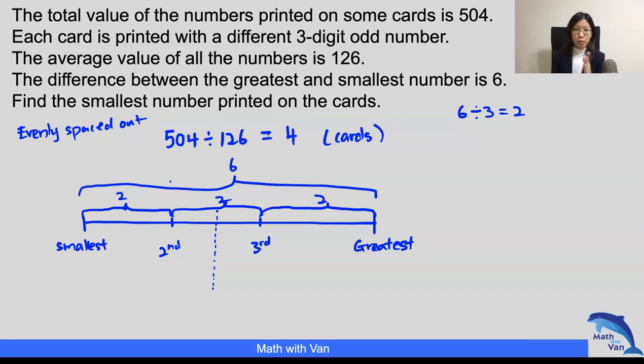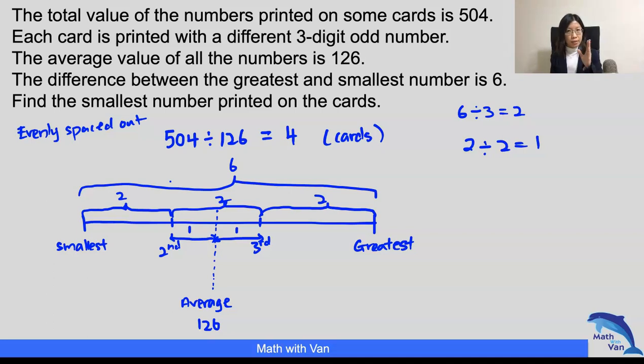So now that we know that they are all evenly spaced out, this is my average, and we were told that the average is 126. Am I right? So it means that it is equidistant apart over here. So what is the difference? 2, and then divide by 2, I would have 1. So there is a difference of 1.